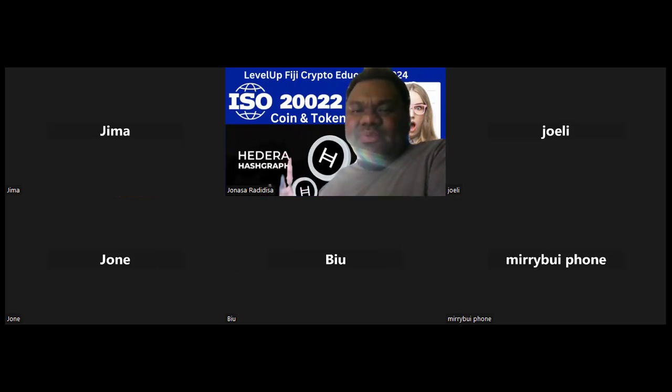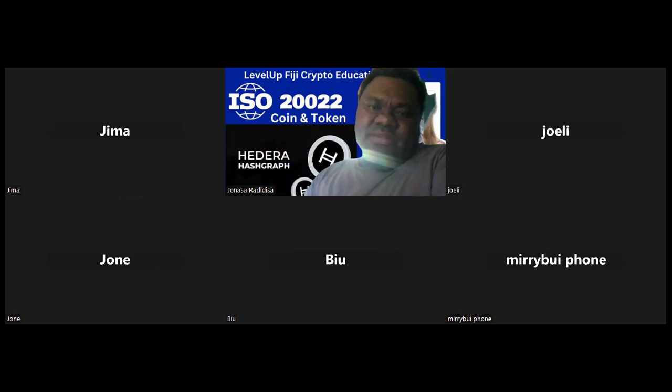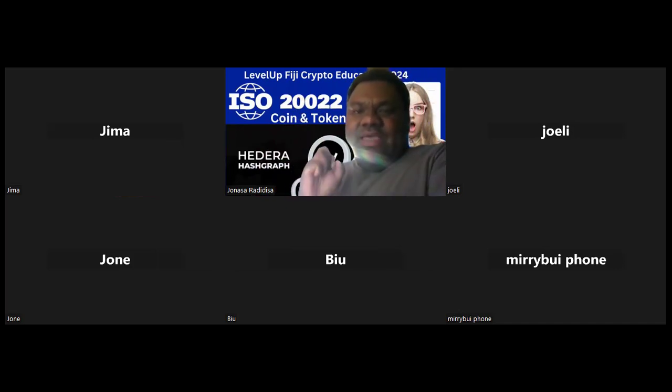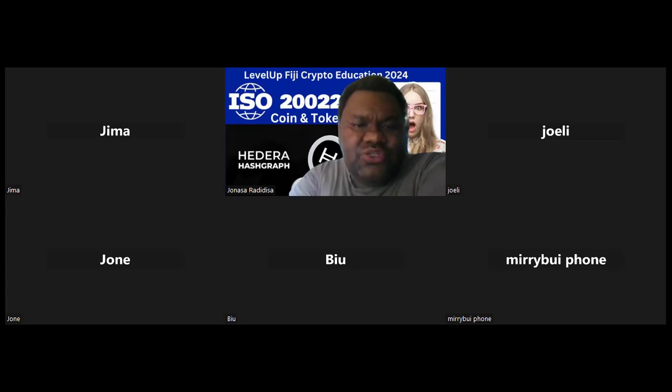This provides the services in the blockchain for the timestamp and everything to be validated, so that no one can corrupt or manipulate the system as well. So that's something about Hedera. We're going to go straight to Hedera. Let's look at Hedera on CoinMarketCap.